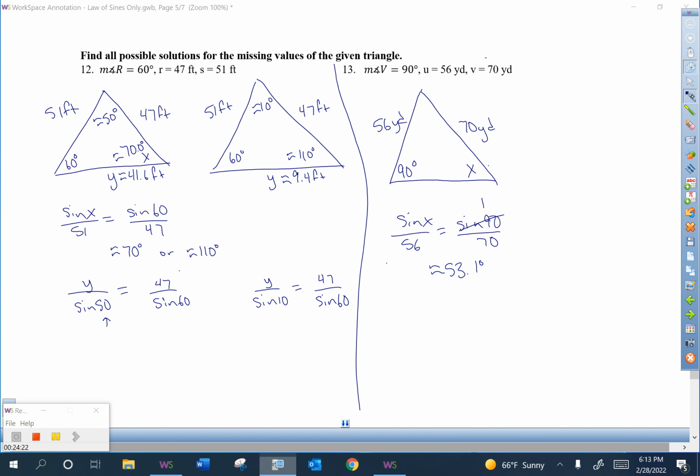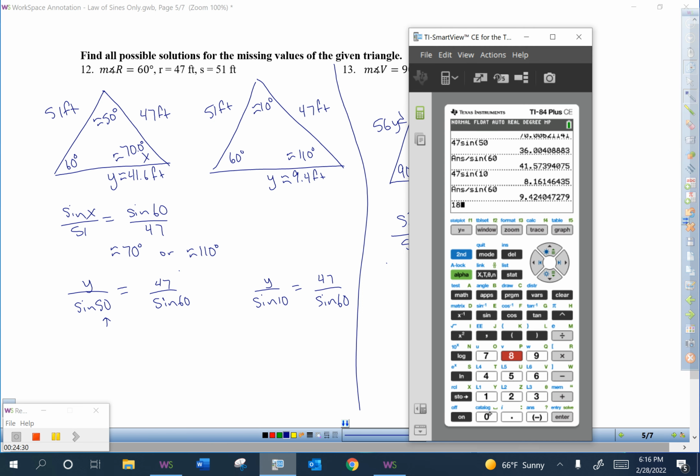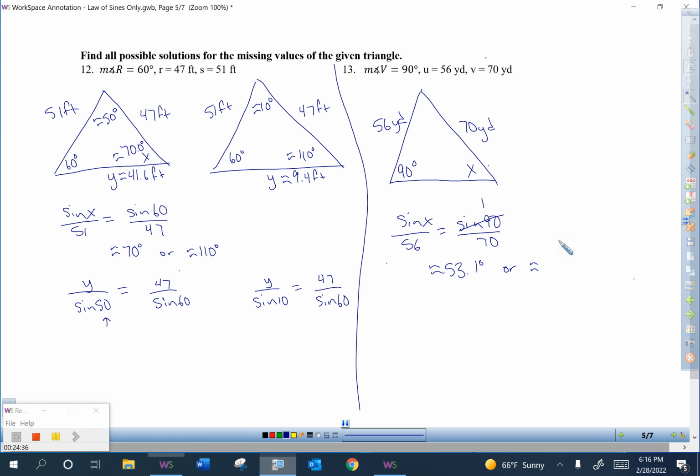Alright, then hopefully you found your supplement. And the supplement of 53.1, we're just taking 180 minus that, and checking it with the original. So 126.9. If you check that with your original triangle, 126.9 plus 90 goes over 180. So that one does not check. So in this case, you only have the one triangle to solve for. So you've only got this angle and that side left over. I'm going to have you pause the video once more to finish that one up for me.